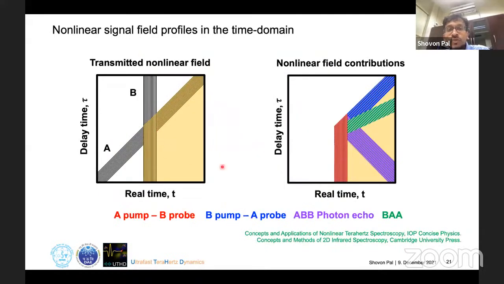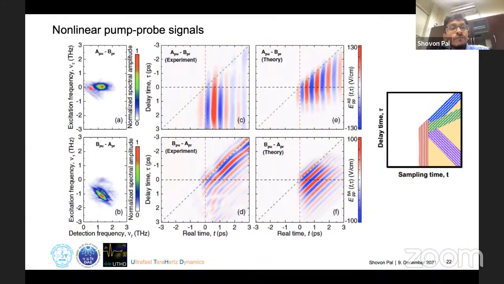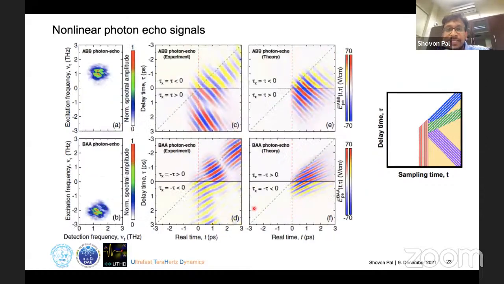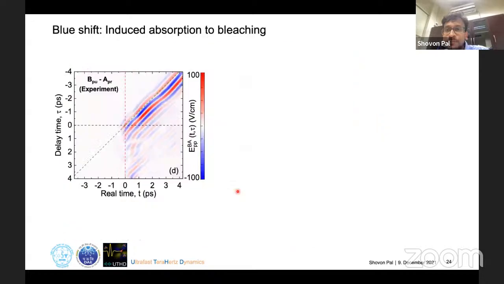The individual signals have very different time profiles, and that's what I'm going to show you now. If you look at the pump probe signals, the inverse Fourier transform of these signals looks very different. This one is dominated by the probe pulse, which is the B here, and this one is dominated by the A pulse, which is the probe pulse here. The phase of this pulse remains. The photon echoes look similar, but in a very different way. I will come back to this point a bit later.